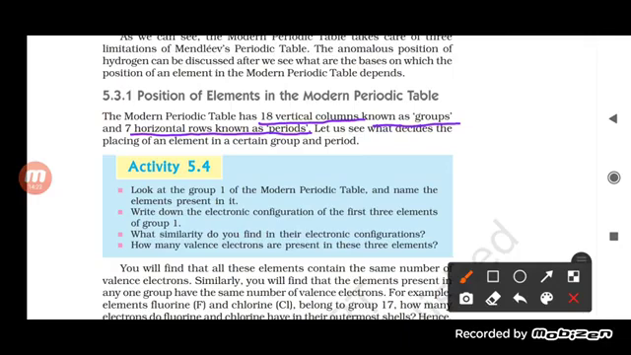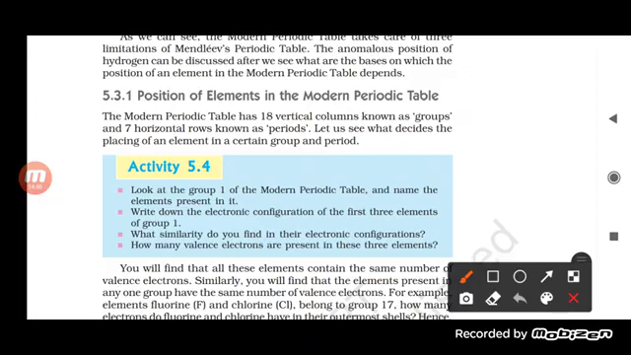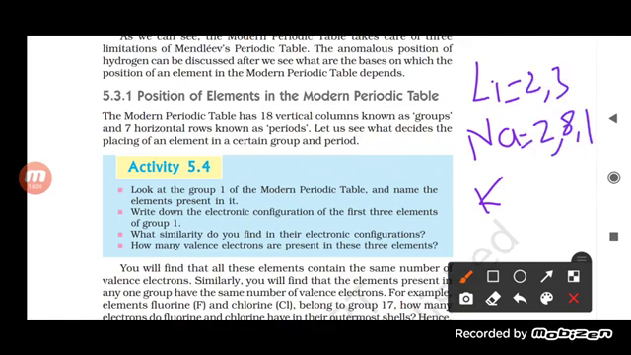Now look at group 1 of the modern periodic table and the names of the elements present in it. Write down the electronic configuration of the first 3 elements of group 1. So group 1 actually consists of lithium, sodium and potassium. Lithium, students, then sodium, and then potassium. In case of lithium, it is 2, 1, because its atomic number is 3. In case of sodium, it is 2, 8, 1.